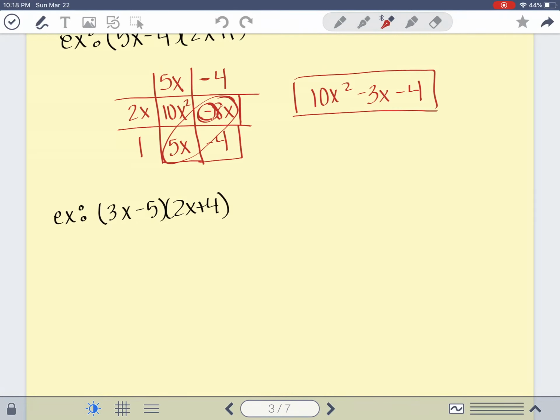And then our last example. On this one, I'm going to go ahead and do both methods again, for those of you who want to continue doing both methods to check your answer. I think that's a great idea.